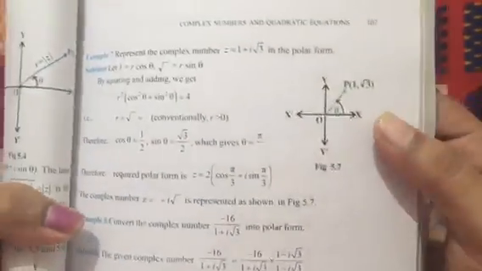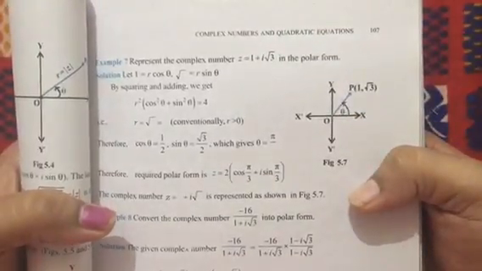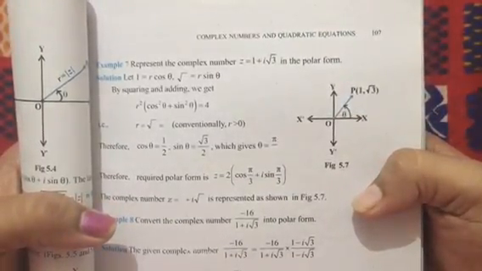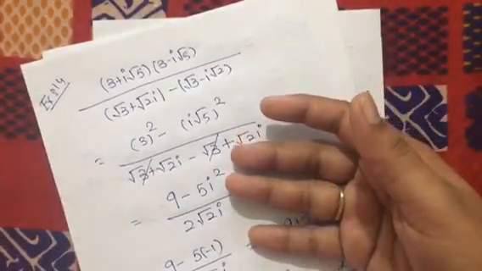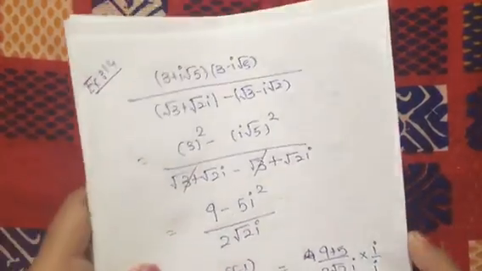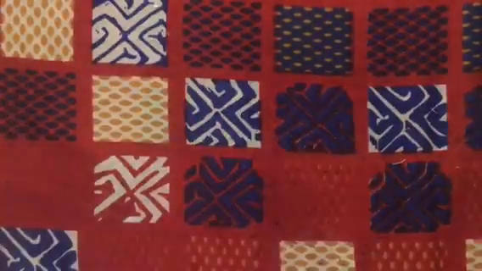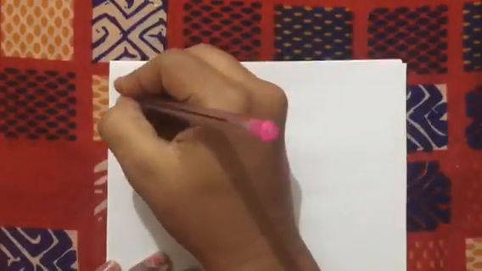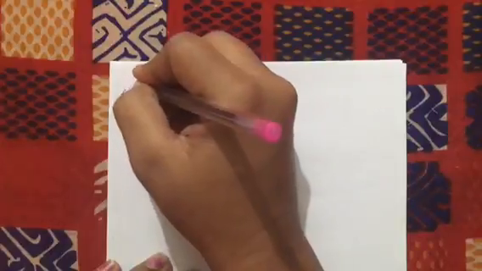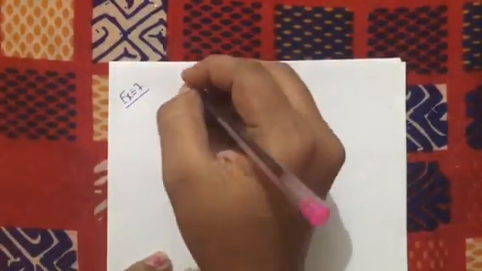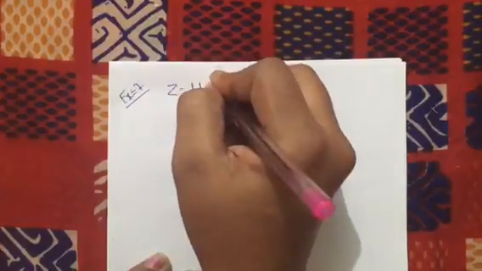Hello students. So today we are going to start with example number 7, which is representing the complex number z is equal to 1 plus i root 3 in the polar form. Okay, so let's start. As we discussed in the previous video, the polar form of a complex number is z is equal to r bracket cos theta plus i sin theta. Example number 7: z is equal to 1 plus i root 3.